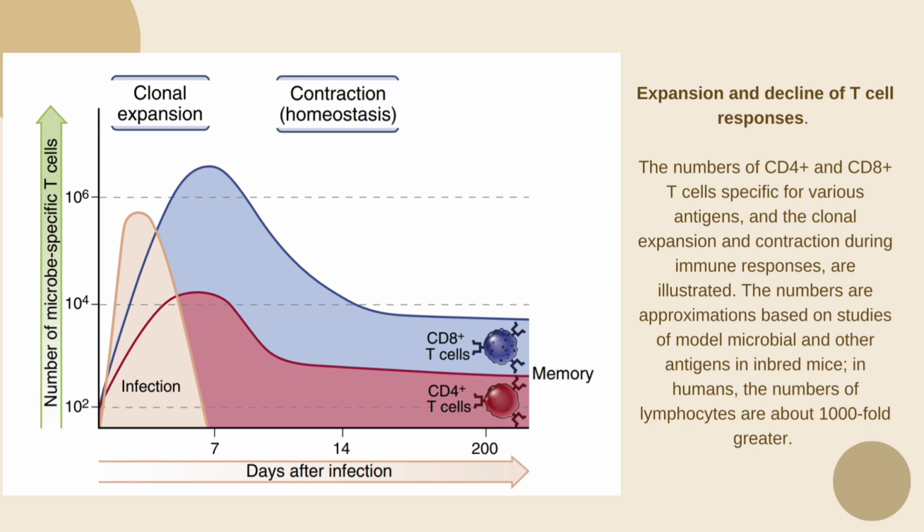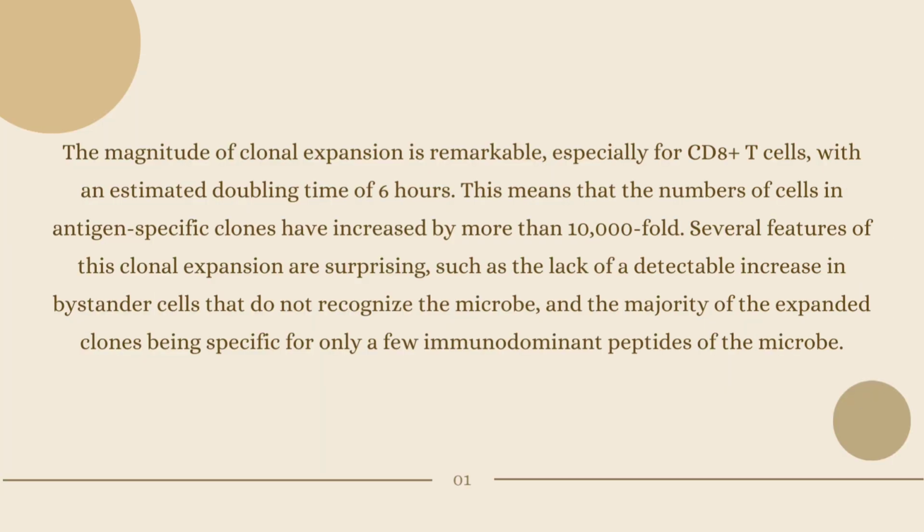The numbers are approximations based on studies of model microbial and other antigens in inbred mice. And in humans, the numbers of lymphocytes are about 1,000-fold greater. The figure illustrates the expansion that quickly provides a large pool of antigen specific lymphocytes from which effector cells can be generated to combat infection.